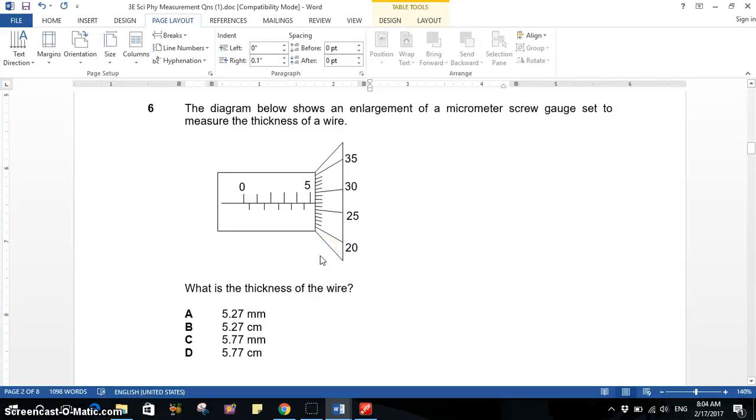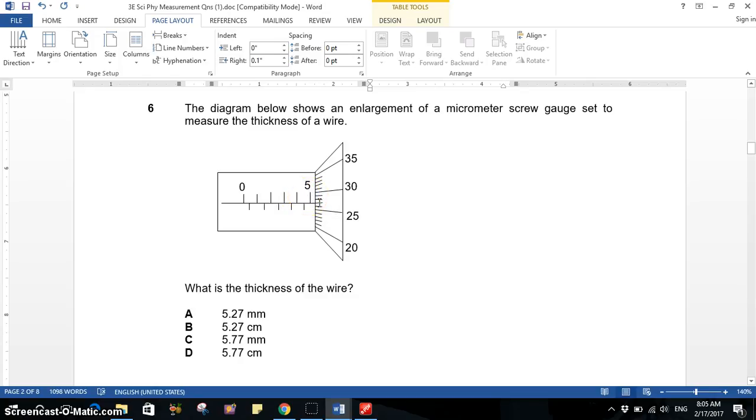Now in your upcoming common test, you must be able to read both your vernier calipers and micrometer screw gauge. Let's take a look at this micrometer screw gauge. We know that the first division here is 0. Next one below here is 0.5, 1, 1.5, 2, 2.5, 3, and all the way till 5. Can you see that we cannot see the next marking at the bottom? So the main scale is 5.0.